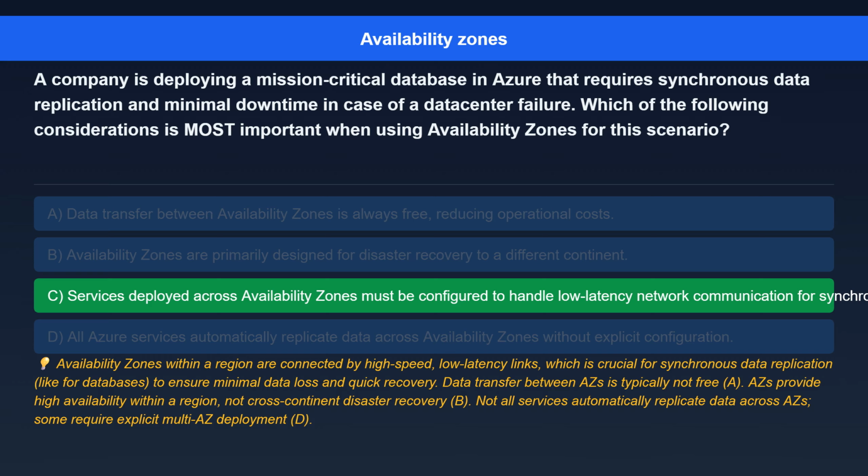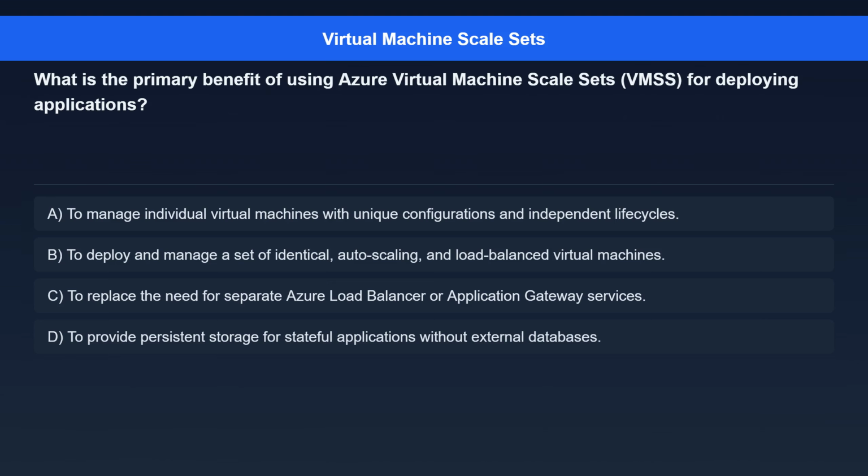Data transfer between AZs is typically not free. A. AZs provide high availability within a region, not cross-continent disaster recovery. B. Not all services automatically replicate data across AZs. Some require explicit multi-AZ deployment. D. Question 7. What is the primary benefit of using Azure Virtual Machine Scale Sets (VMSS) for deploying applications?